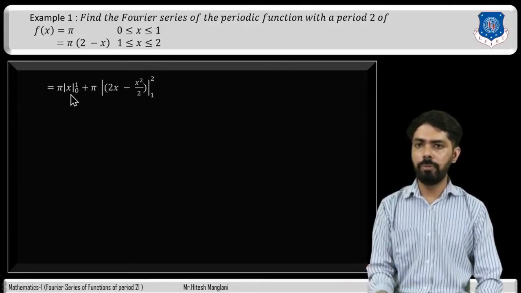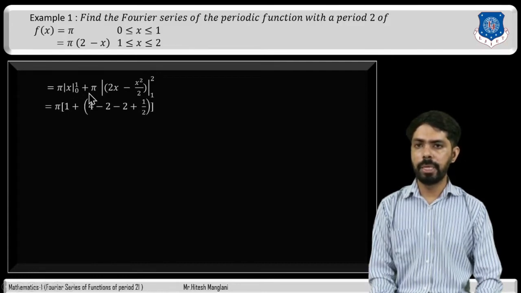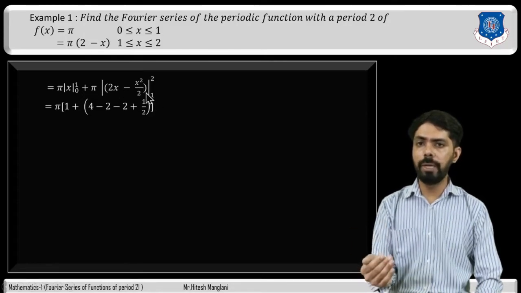Now first we will replace x by 1, then minus we will replace x by 0. So it will be pi times 1 plus, here pi is common, so pi in bracket 1 plus, replacing x by 2, 2 into 2 is 4 minus 2 squared divided by 2, so 4 divided by 2, which is 2. Then minus the lower limit: replacing x by 1, 2 into 1 is 2, but because of the lower limit it will be minus 2, then minus minus plus 1 divided by 2, because 1 squared is 1, so 1 divided by 2.